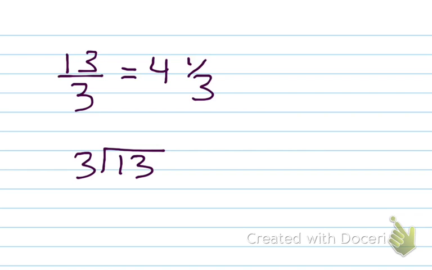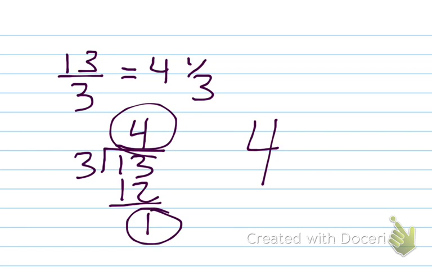So what if I were to take this 13 and divide it by 3? If I take that 13 and divide it by 3, I'm doing repeated subtraction only faster. How many times does 3 go into 13? 4. So 4 times 3 is 12, and I get a remainder of 1. So this is my whole number, and this is my leftover pieces, and my denominator never changes. My denominator is my divisor. So by doing division, I can convert to a mixed number faster than doing repeated subtraction.